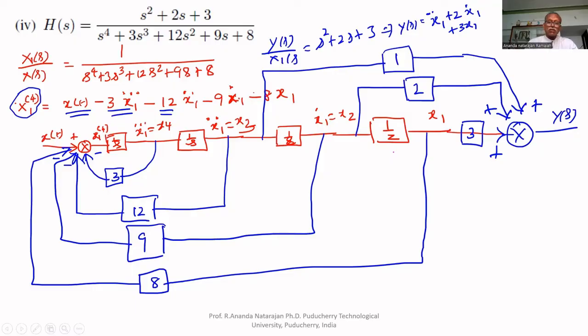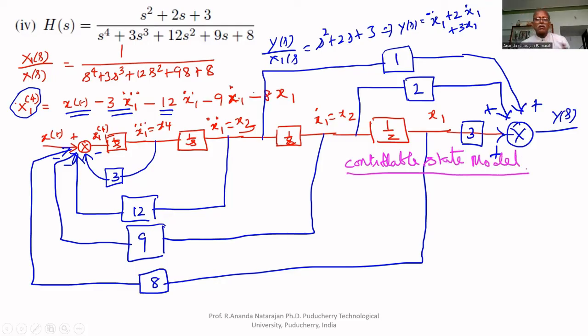We have seen how to obtain the controllable canonical form of realization. After realization, we can also obtain the controllable canonical form of the state model from this realization. That we will see now. From this we can get the controllable state model.